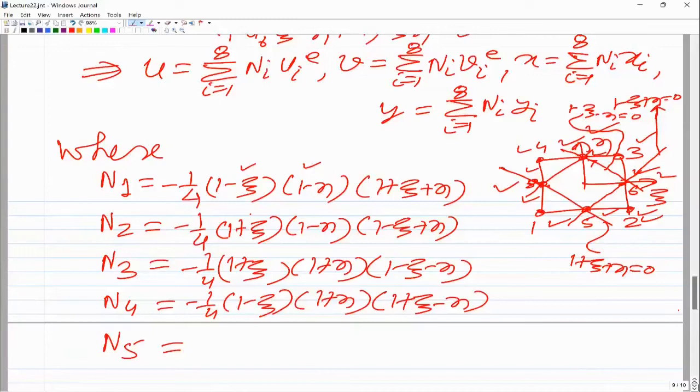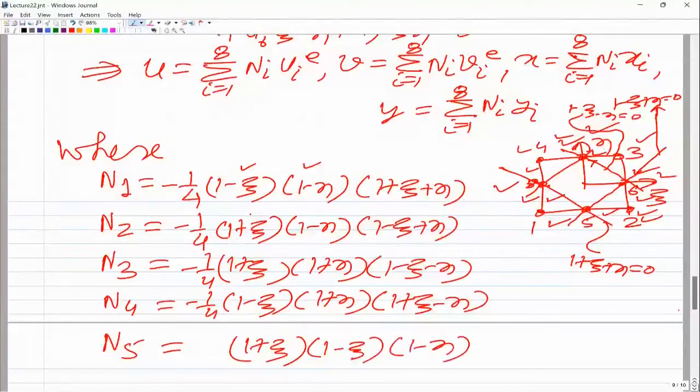Now when I want to write the shape function for node 5, I have to take the equation of this line, this line, and this line. The first line is 1 plus xi, because xi equal to -1, so 1 plus xi equal to 0. The right side line is xi equal to 1, or 1 minus xi equal to 0, so we take 1 minus xi. And the third line is eta equal to 1, or 1 minus eta equal to 0, so 1 minus eta.